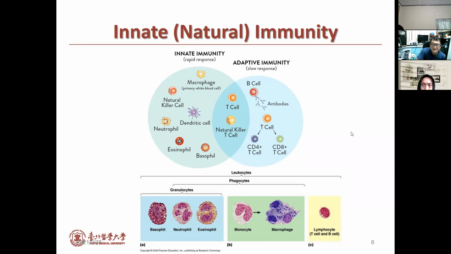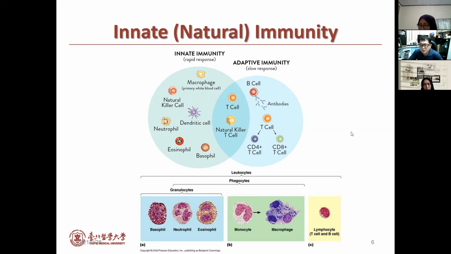Another one, dendritic cells. The dendritic cell is an interesting cell, which is like a monocyte, like a macrophage, but it doesn't stay in the blood.